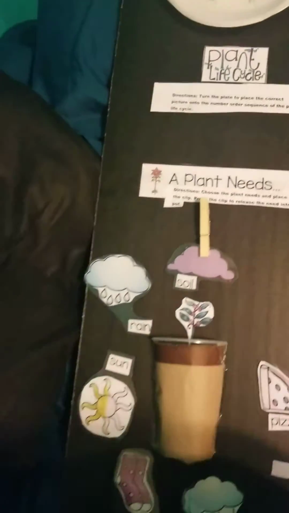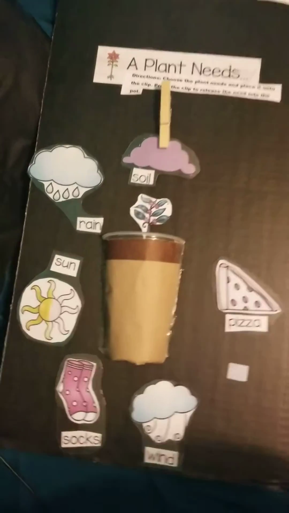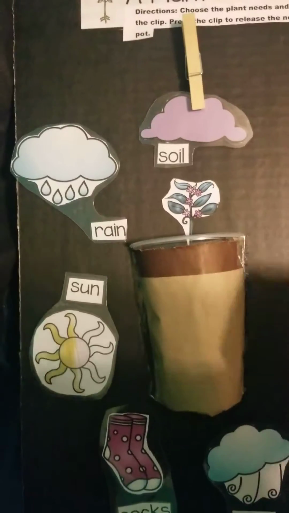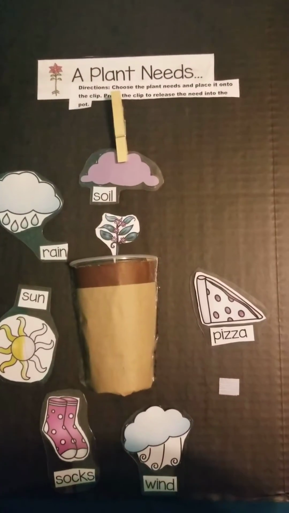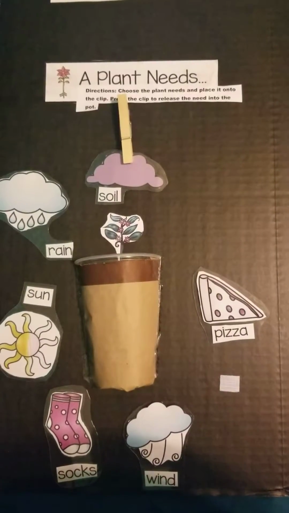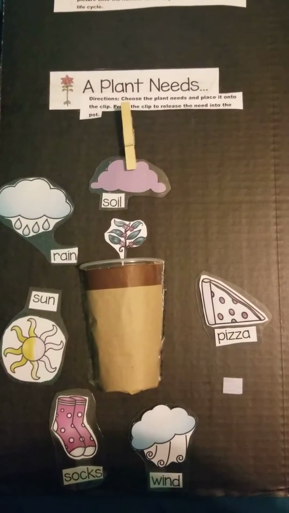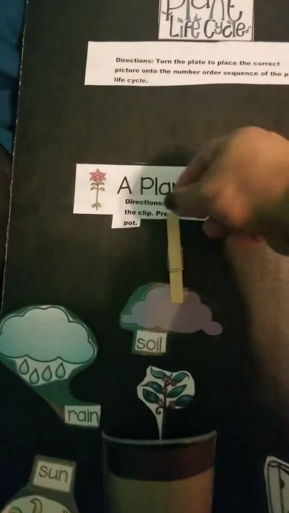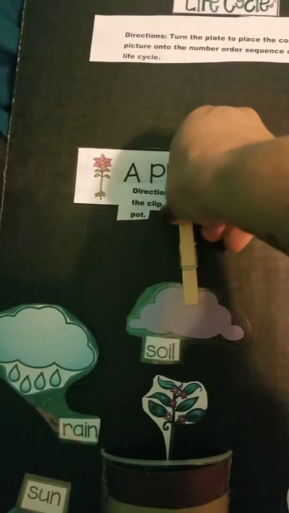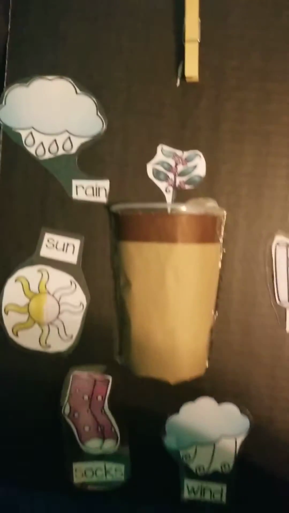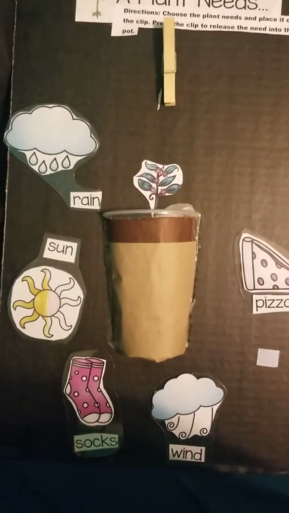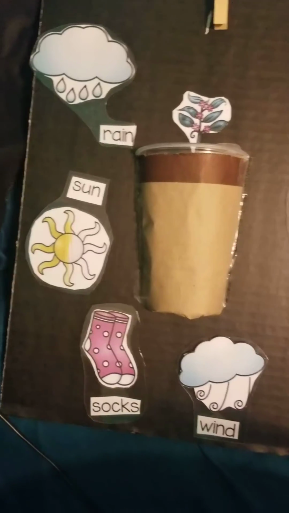The next thing I have here are plant needs. I created a little pot using a cup. The student will need to choose the plant needs and place them onto the clip. Then they will press the clip to release the need into the pot. So for example, it's not standing upright right now, but they would release it and the soil would fall into the pot. And so they would choose what is the correct needs of the plant.